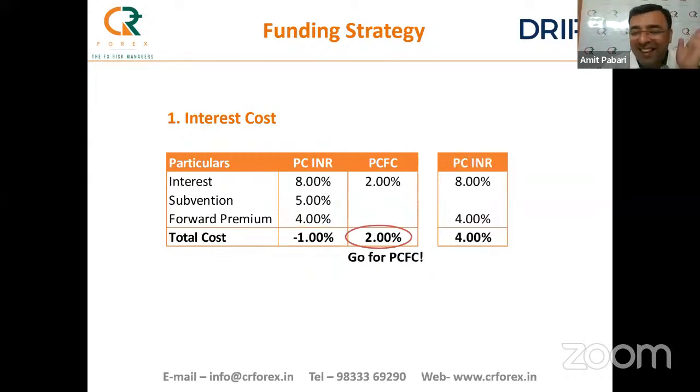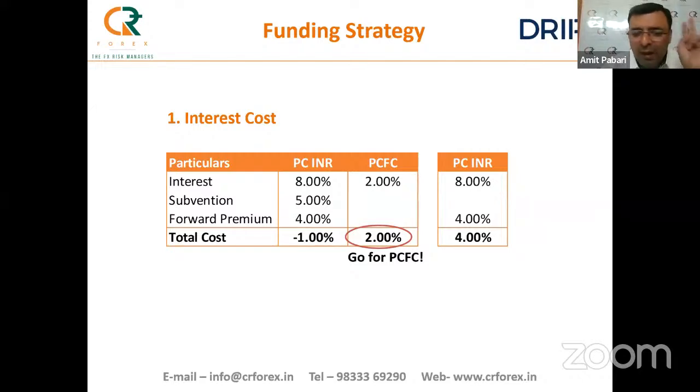Now the scenario has changed. Subvention chala gaya. Now PCFC is costing you 2%. PCINR is costing you 4%. So generally people will say, let me go and take PCFC, boss. ये इतना simple नहीं है. Do not just calculate the interest rate, because the 2%, if the currency devalues, you will lose that 2%.